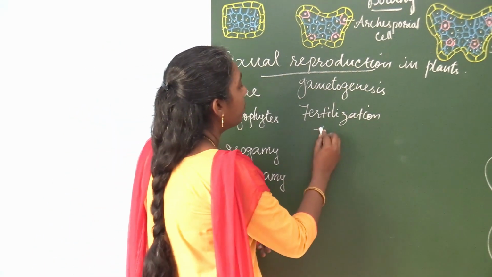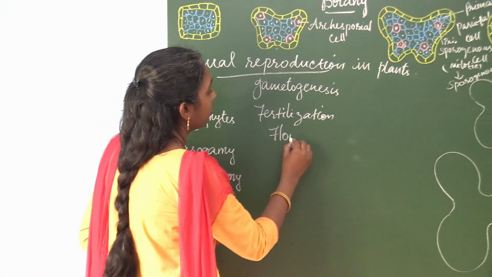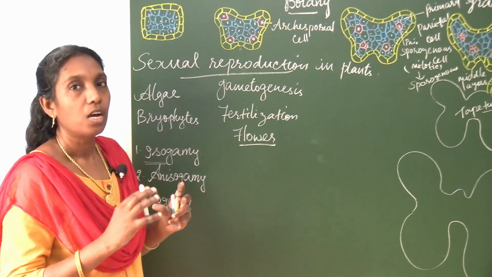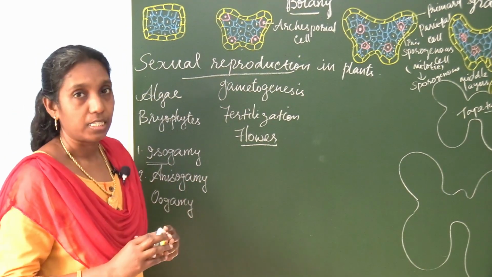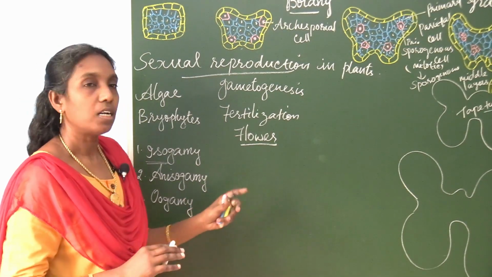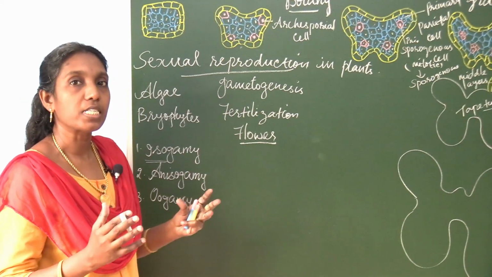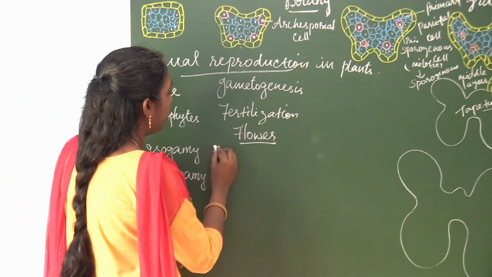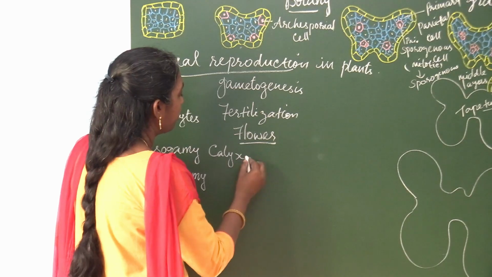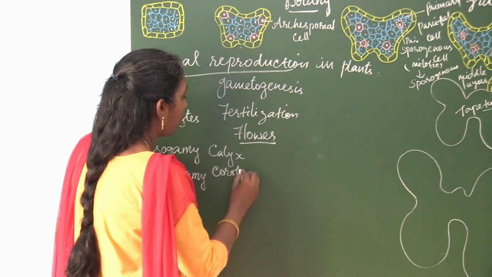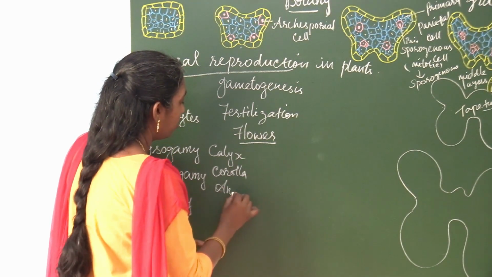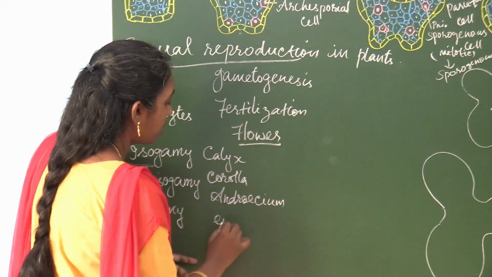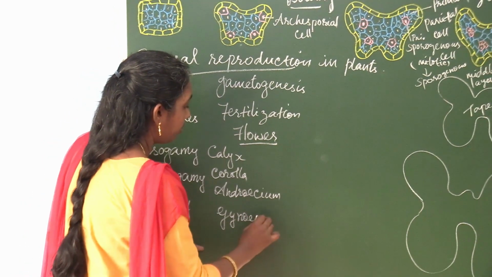And the flower is very important. You all know about the parts of the flower, because the flower is the reproductive organ of the plant. You already learned earlier the parts of the flower, which consist of four different whorls named as calyx, corolla, androecium and gynoecium.